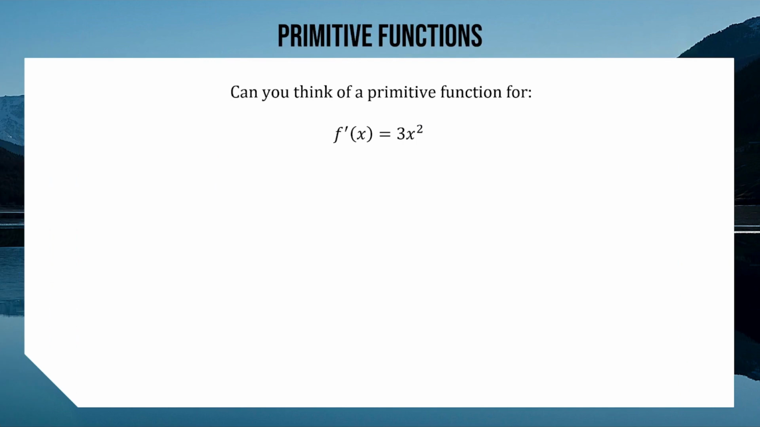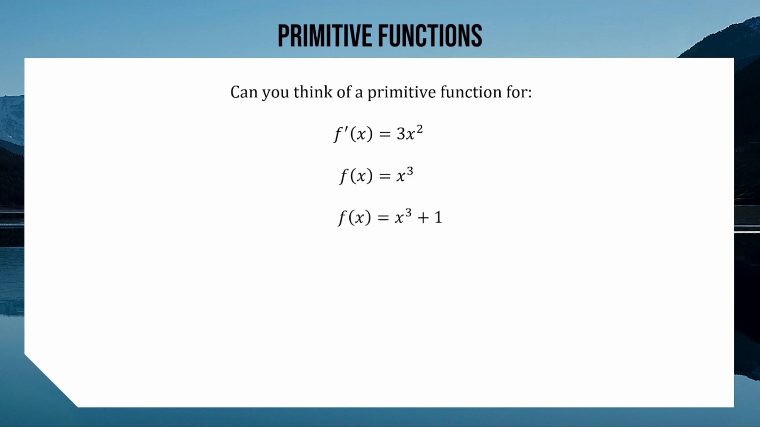The question is, can you think of an antiderivative or a primitive function for 3x squared? Can you think of something that when you differentiate it, the answer is 3x squared? If you are a super level genius, you might be saying to your computer screen, x cubed. When I differentiate that, the 3 comes down the front and the power becomes x squared. And you are absolutely correct. x cubed is a primitive function for 3x squared.